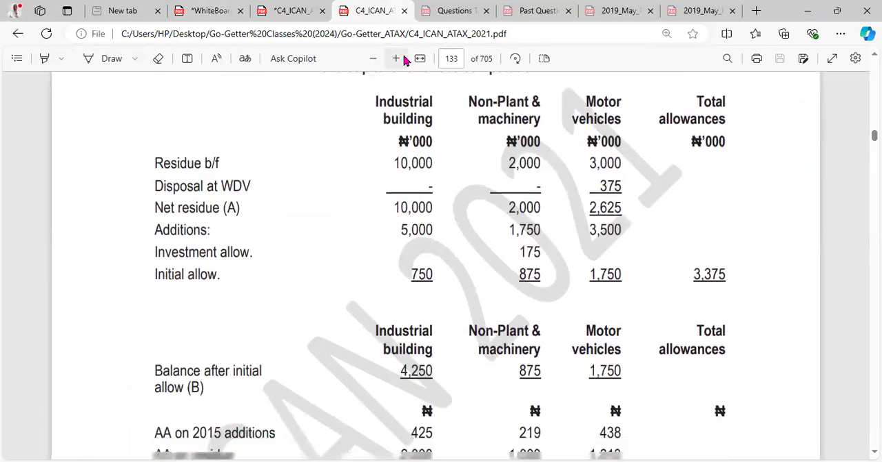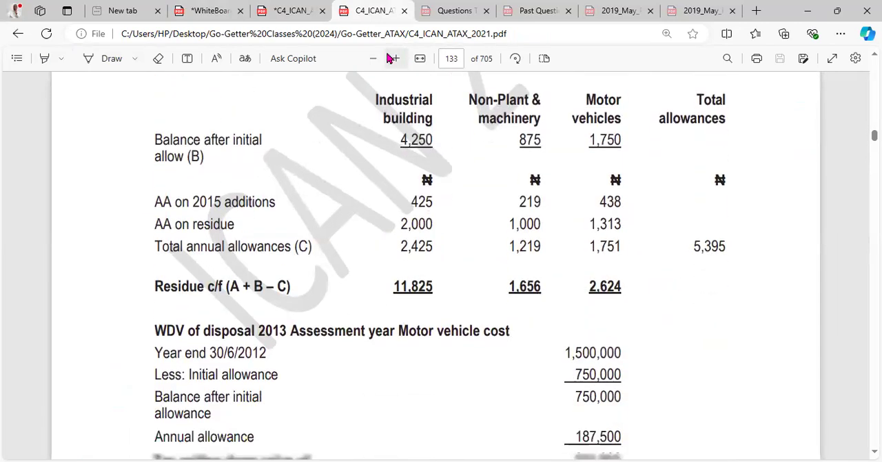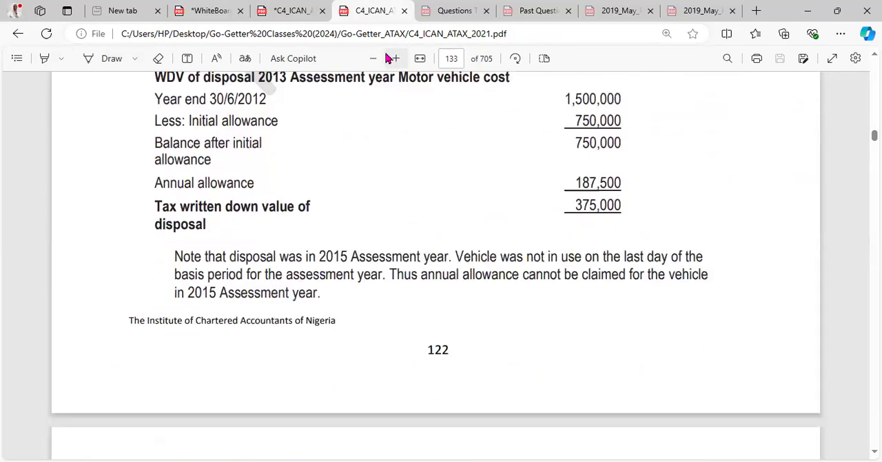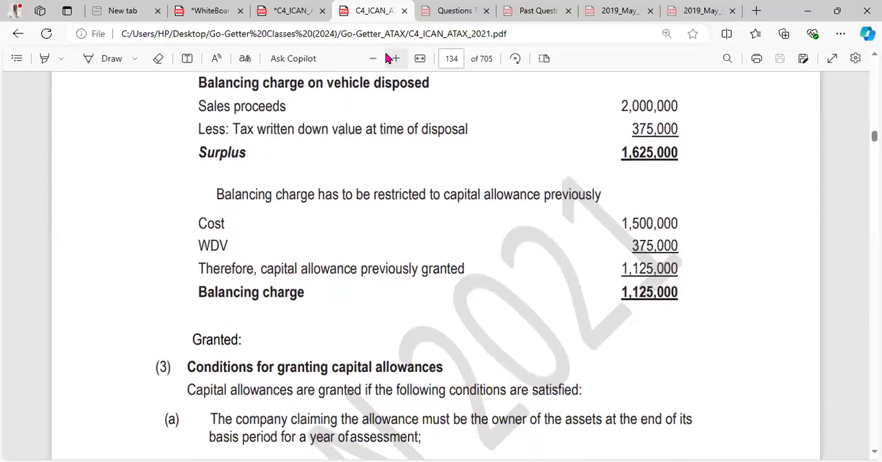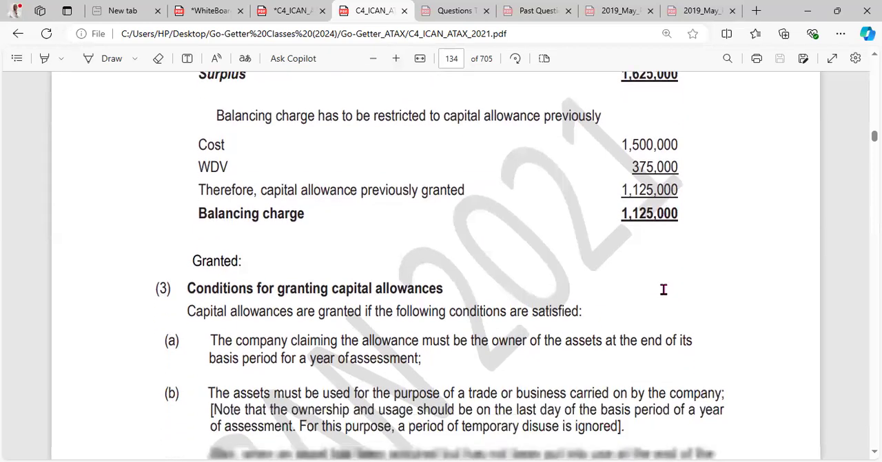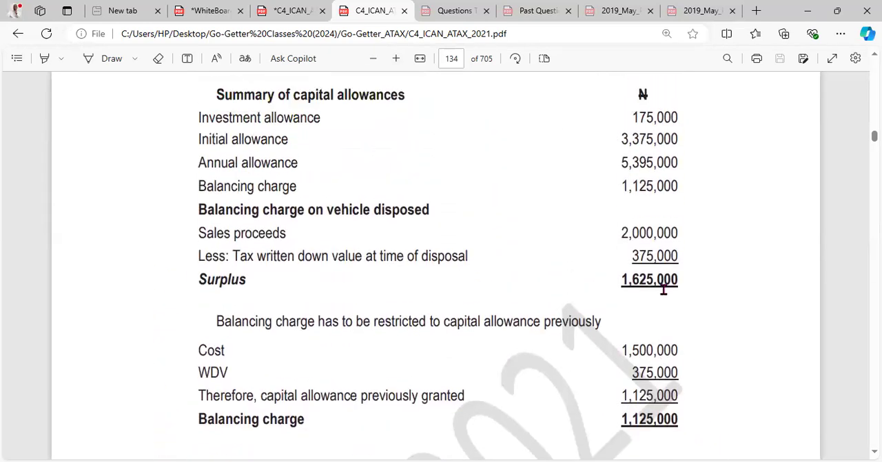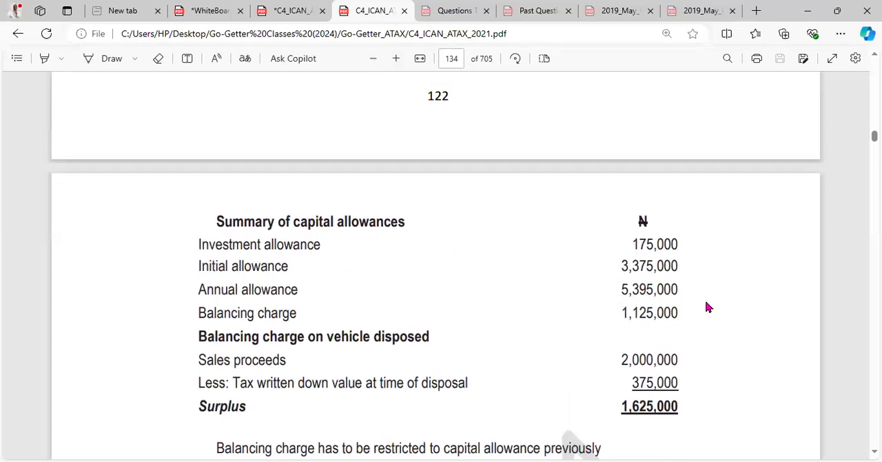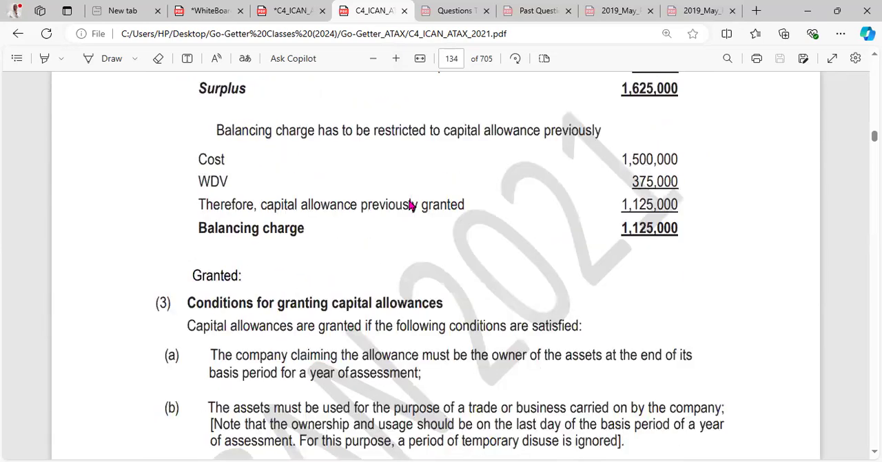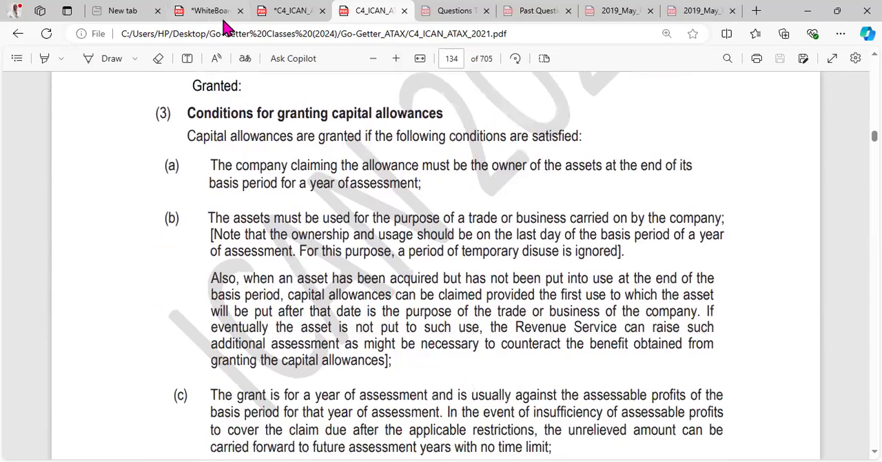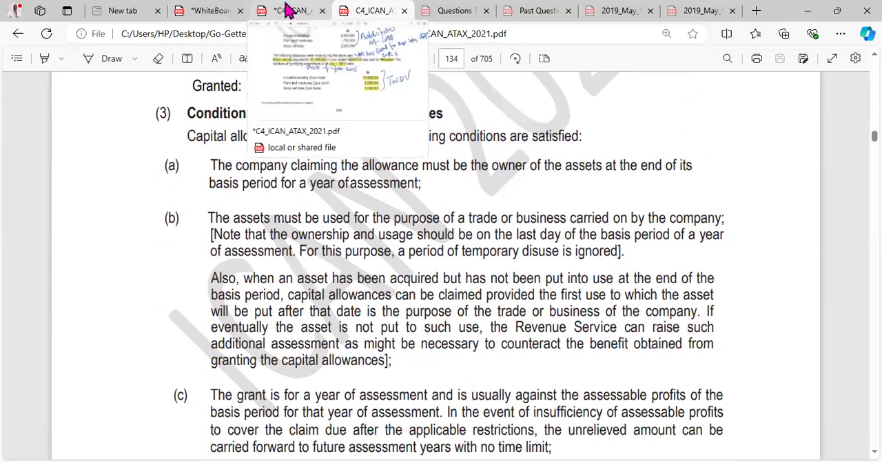You may see a slightly different method here, but we are getting the same thing. We have a balancing charge which we didn't bother with. So take time to compare the solution we did here with that in the pack.